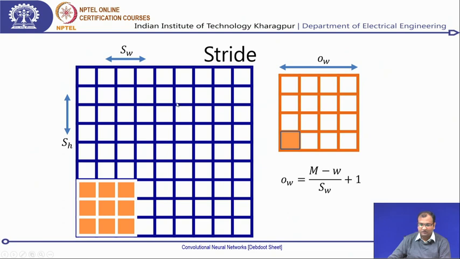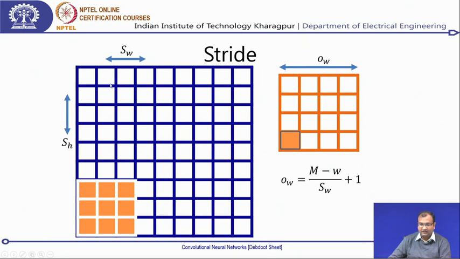So, let us just do an empirical verification. I have 1, 2, 3, 4, 5, 6, 7, 8, 9, so I have a 9 cross 9 image, 1, 2, 3, 4, 5, 6, 7, 8, 9. Now that I have a 9 cross 9 image and a 3 cross 3 kernel, what comes here is 9 minus 3, which becomes 6, and I take a stride of 2. So 6 divided by 2 is 3, and plus 1, so that makes it 4.